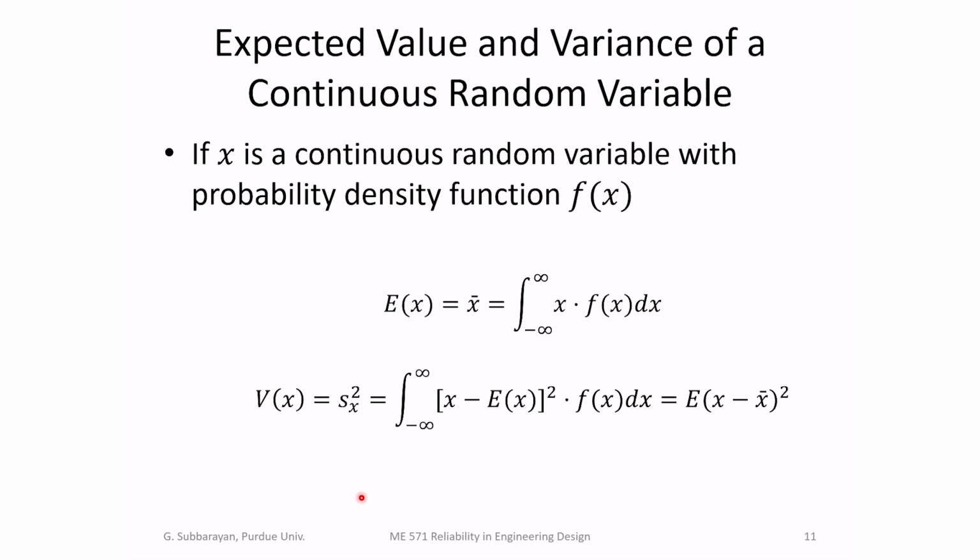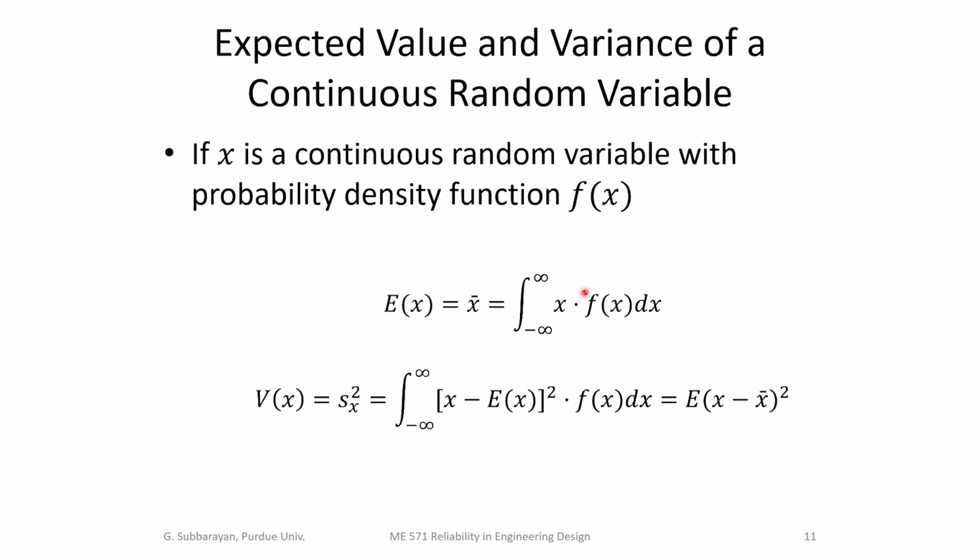So now we can define the expected value and variance of a continuous random variable. Let's say x is a continuous random variable, the thickness of a sheet, as I mentioned. And let's say x has a probability density function of f of x. Then the expected value of x is defined. This is a definition. And remember, expected value is the mean value, which we denote as x bar, is the integral going from minus infinity to plus infinity of x times f of x dx.